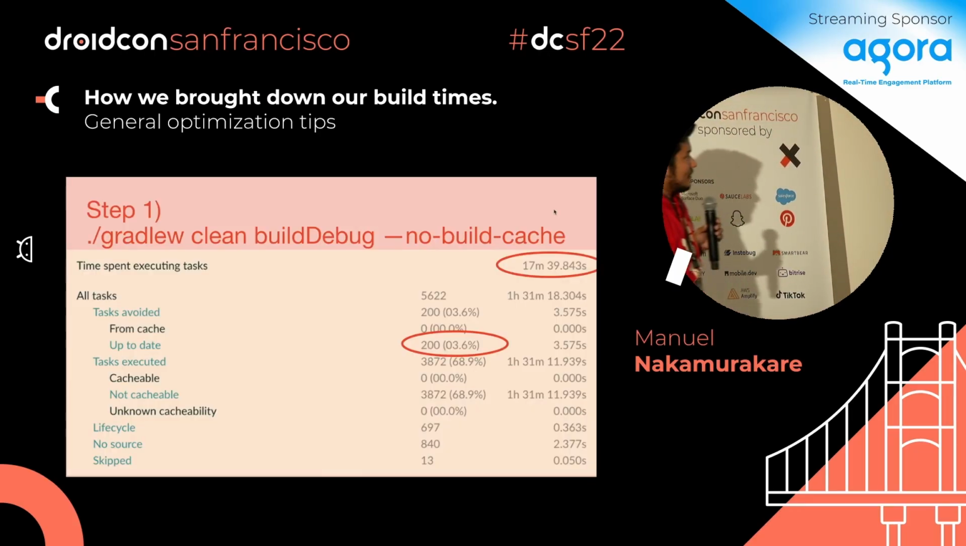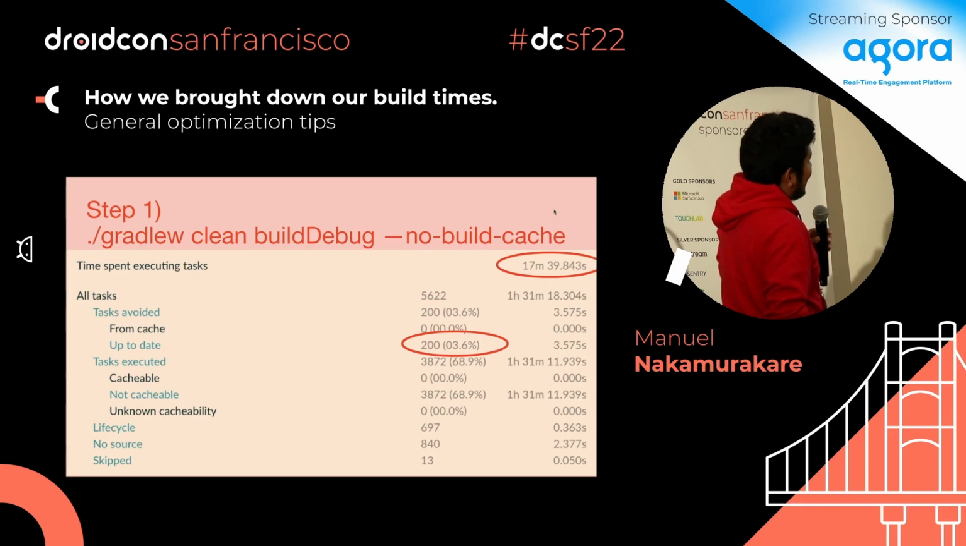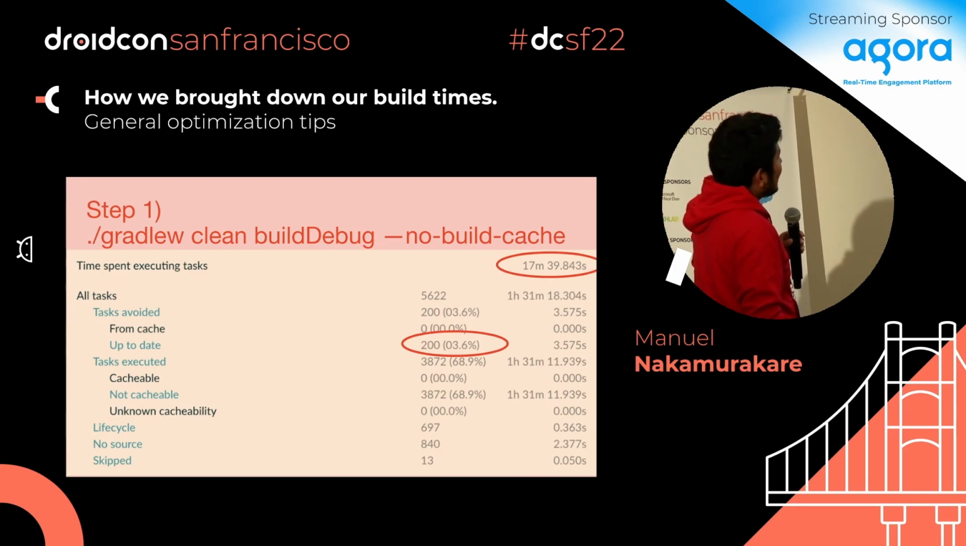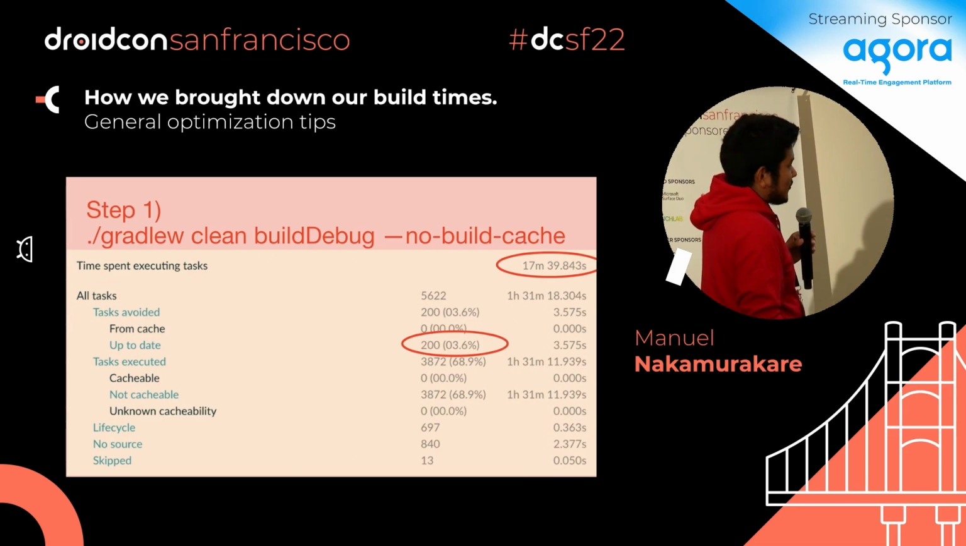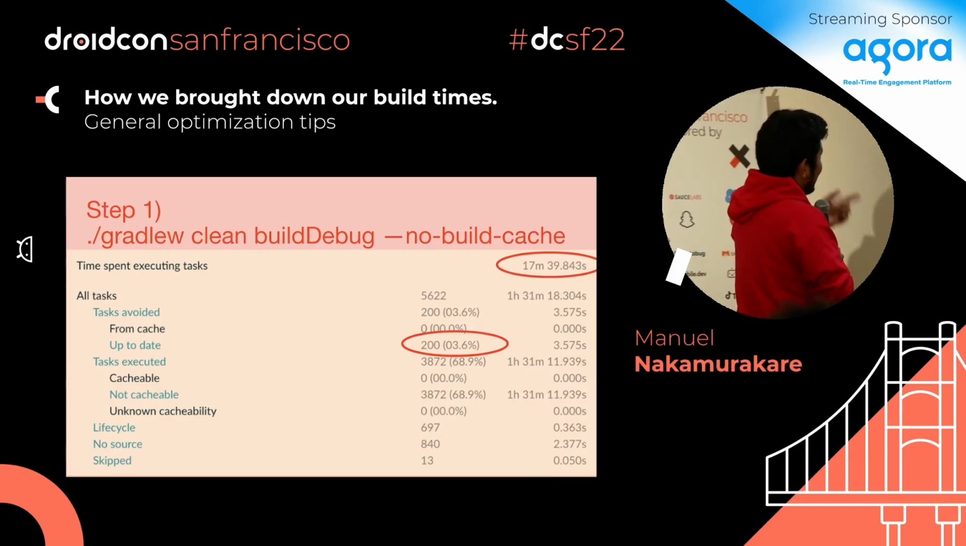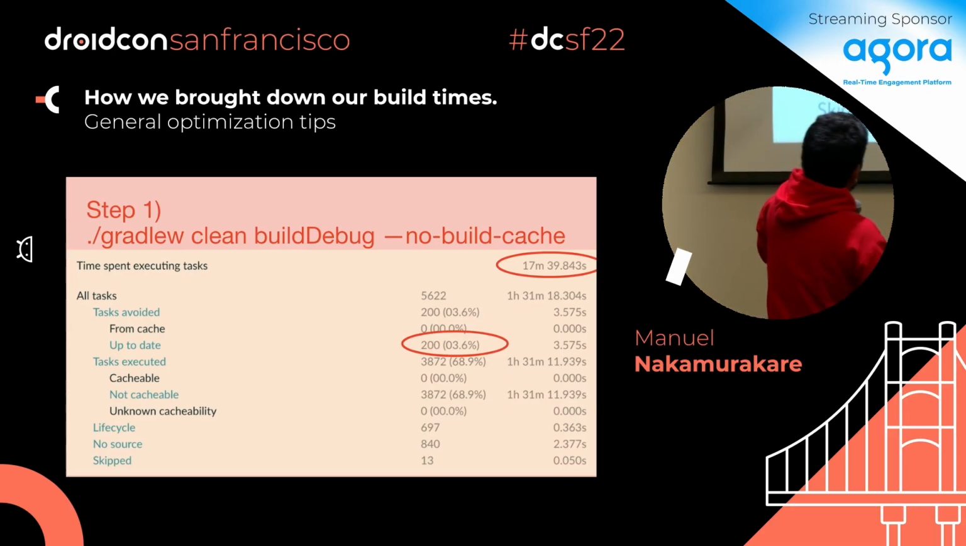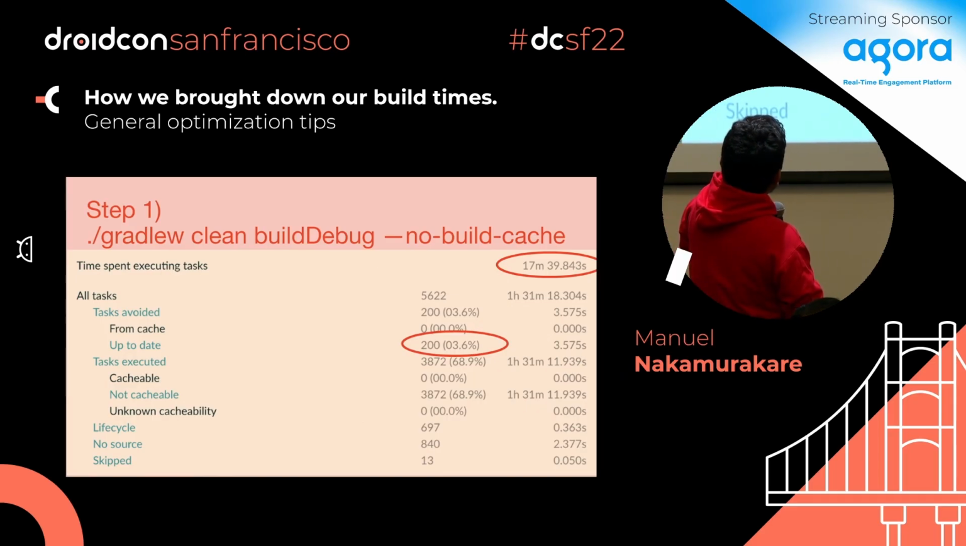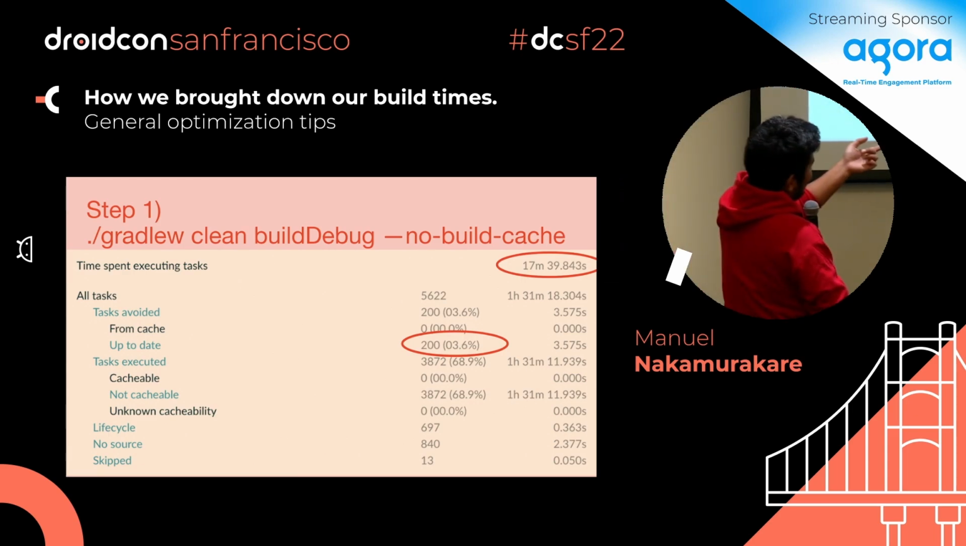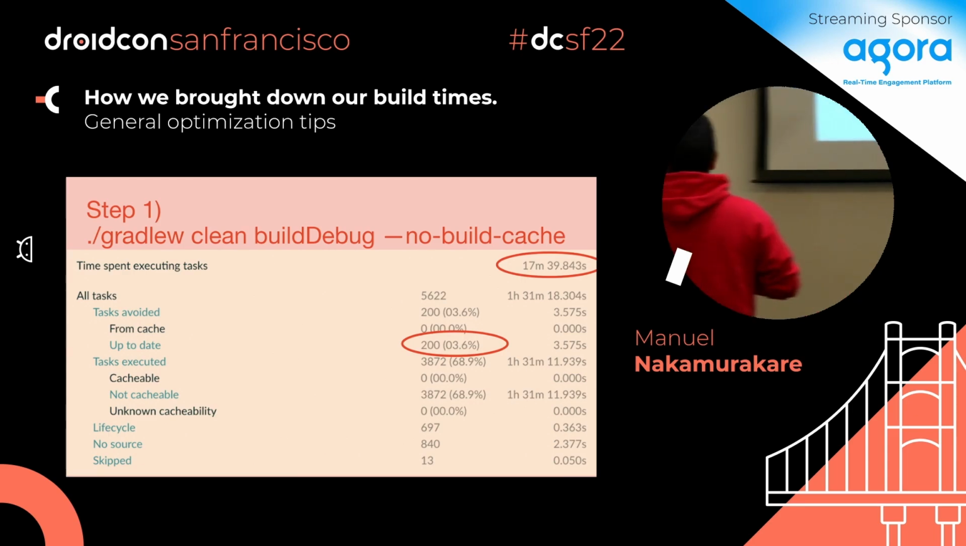How do you go about testing it? So the first step that you can take is you can do a clean build and make sure that the local or remote cache are disabled. So that's why there is this option, no build cache. In this case, you can see from this Gradle scan that the build took about 17 minutes. And there were 200 tasks that were up to date. So very few, a percentage less than 1%.